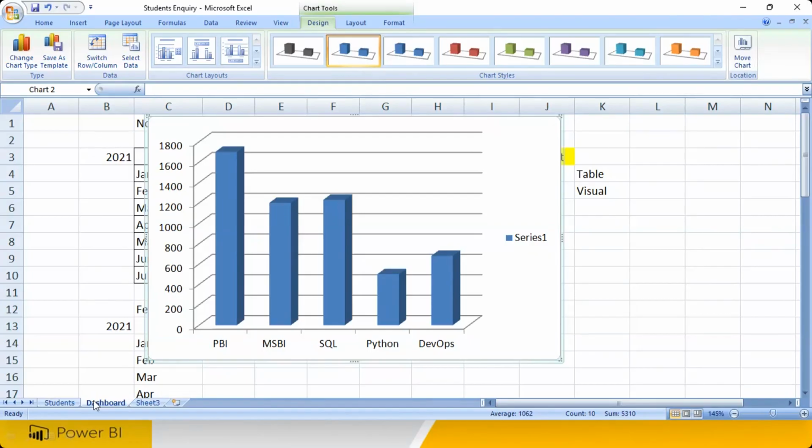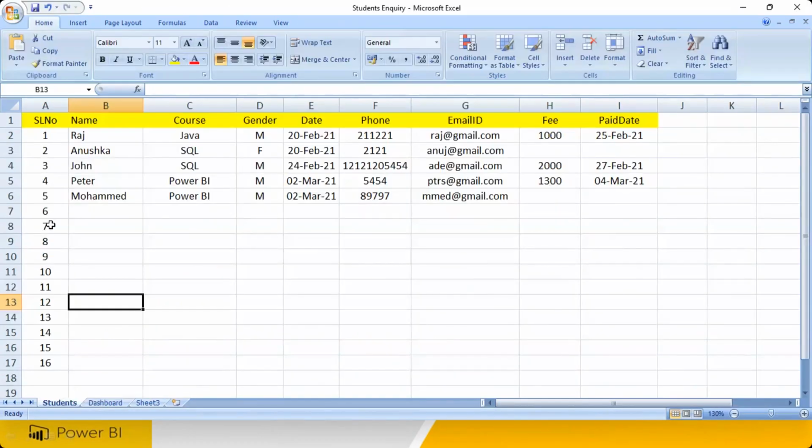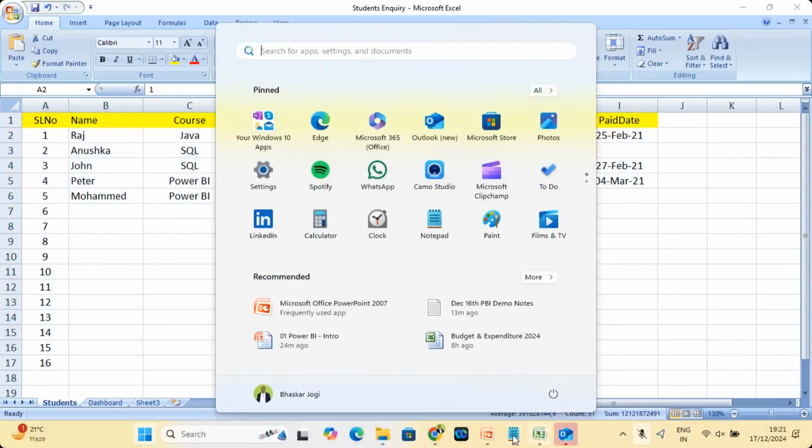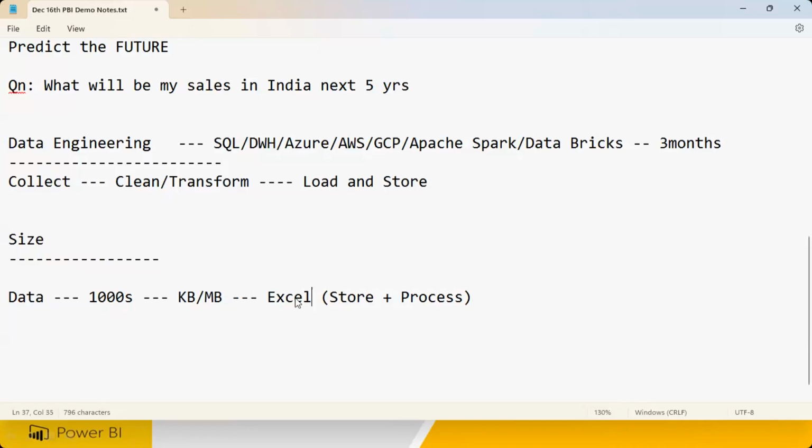Excel is a good reporting tool and a good visualization tool, but Excel can accommodate only a very small amount of data. That is the biggest issue with Excel. Excel is the number one visualization tool in this world. When you have a small amount of data, you can go in for Excel. We can create beautiful reports. We can store the data, process the data, create visualizations. So this is the thing I can tell you.